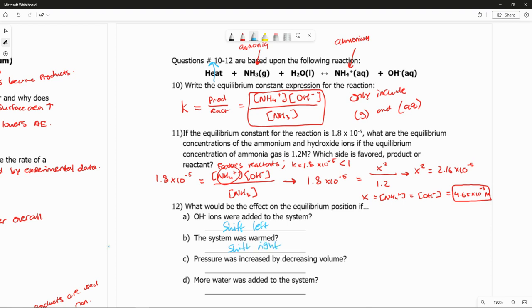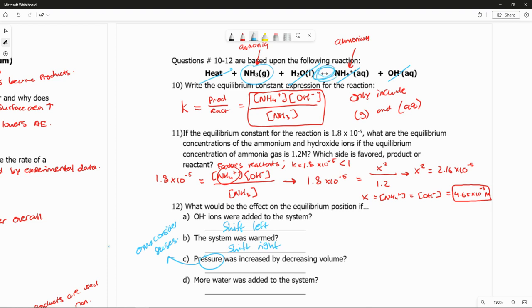What about pressure? Now, pressure, it's a little special. For pressure, we only consider gases. So in order to do this, we have to look at our equation. What do we cut out? If you have heat, heat is not a gas, so we cut off heat. NH3 is a gas. Water is a liquid. NH4 is aqueous, we cut it off. And hydroxide is aqueous, so we cut it off.